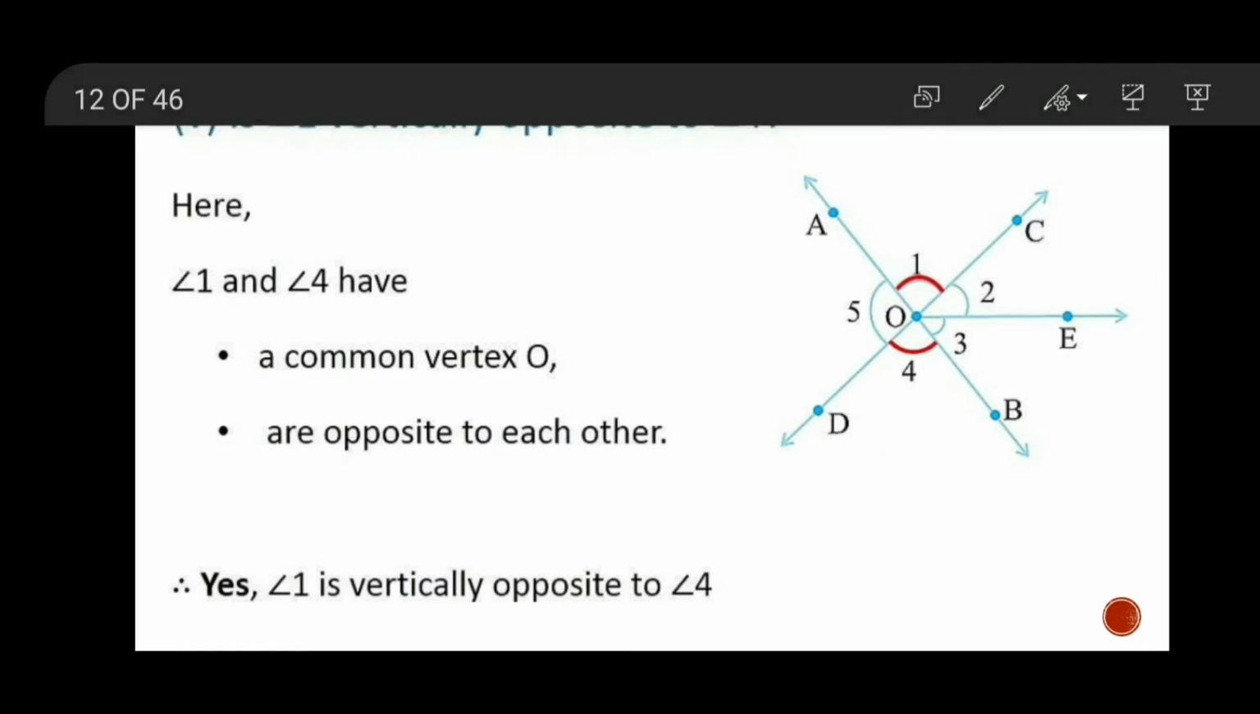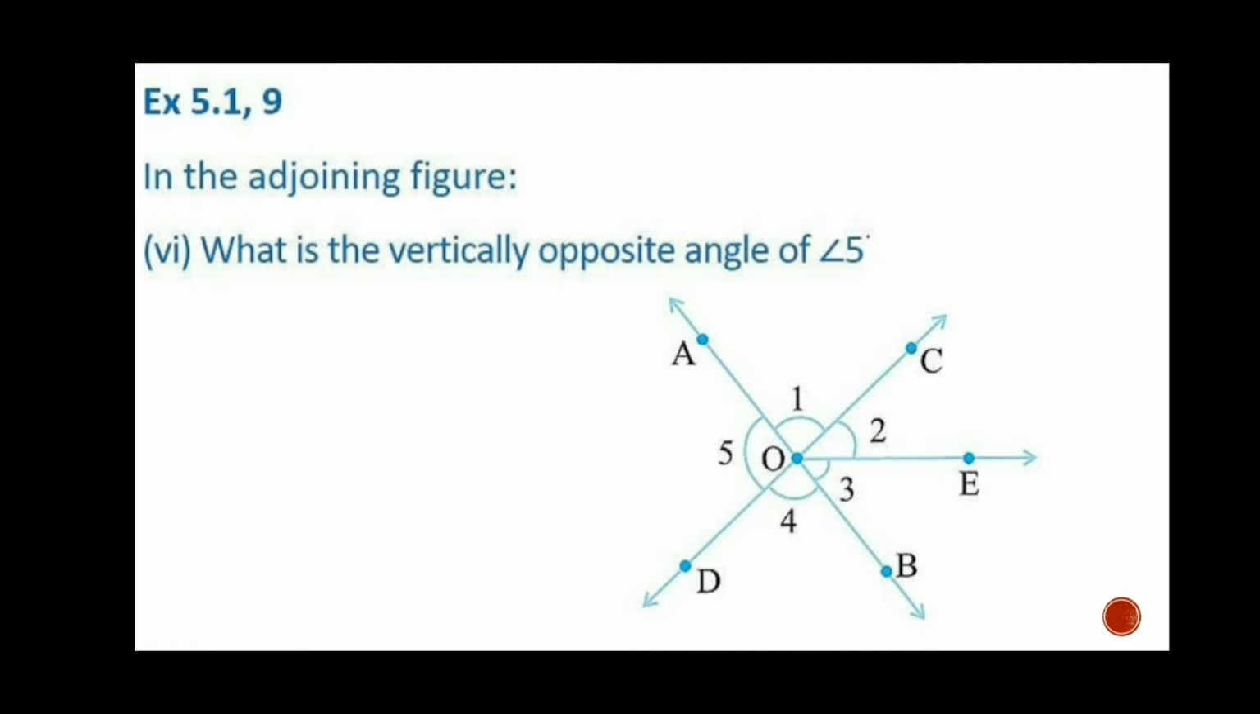Now in the sixth part of the question, it is asked, what is the vertically opposite angle of angle 5? Now you can see where is angle 5? This one. So what will be the vertically opposite angle of this? This one. Now here you can see we have two angles, angle 2 and angle 3. So which one is vertically opposite to angle 5? Angle 2 or angle 3?